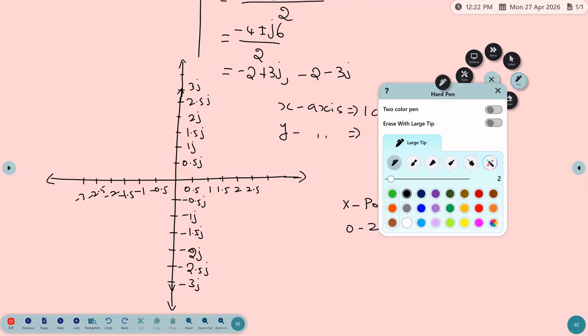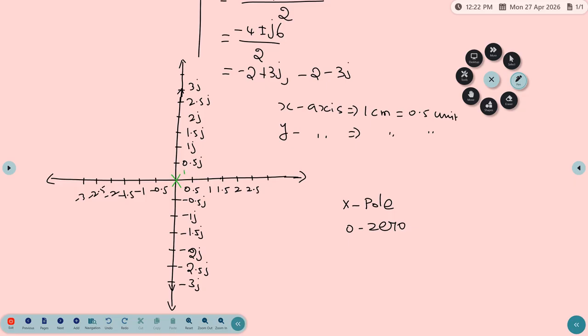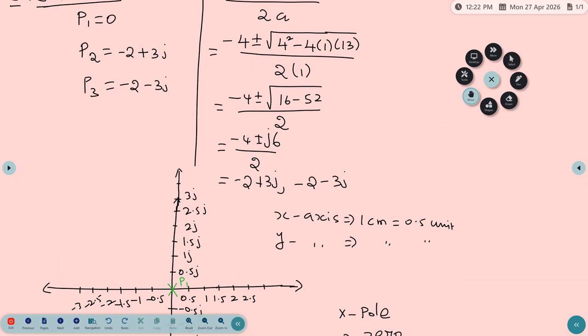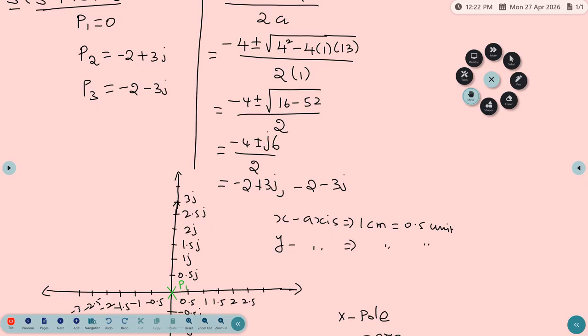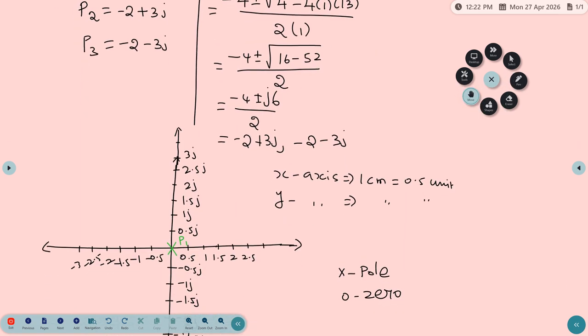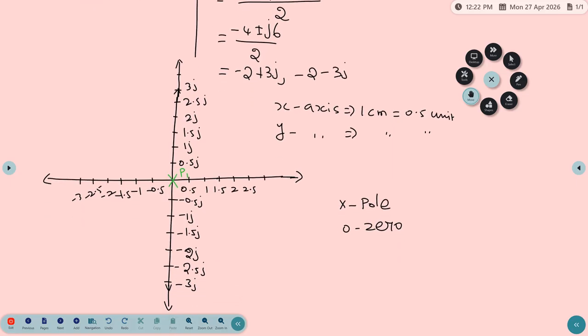So your first pole, we know P1 equal to 0. So this is P1, equal to 0. P2 is minus 2 plus 3j. P3 is minus 2 minus 3j. You can see here how we should mark minus 2 plus 3j and minus 2 minus 3j in the graph sheet. Very simple.